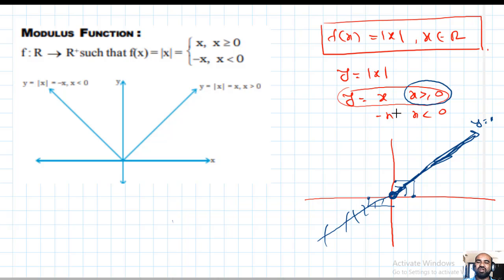The graph of y = x is actually a total straight line, but the input is restricted. Input is from 0 to infinity only. That's why, with your input from 0 to infinity, your graph should be this one only. You won't get this portion. The graph in the first quadrant only is the required graph.